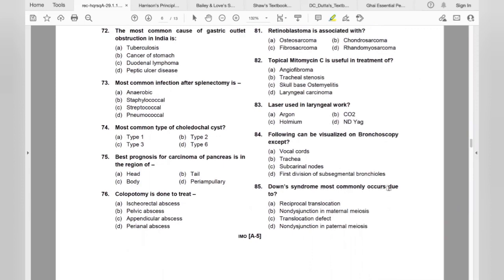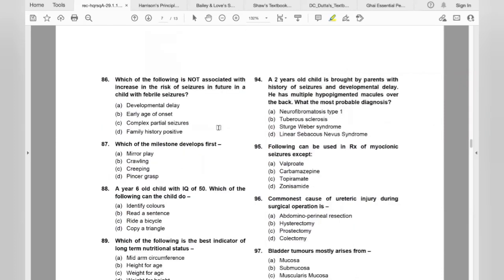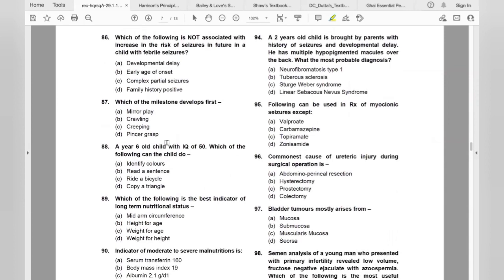Down syndrome most commonly occurs due to non-disjunction in maternal meiosis. Which of the following is not associated with increase in risk of seizures in future in a child with febrile seizures? So answer is early age of onset. Which of the milestone developed first? So answer is mirror play.